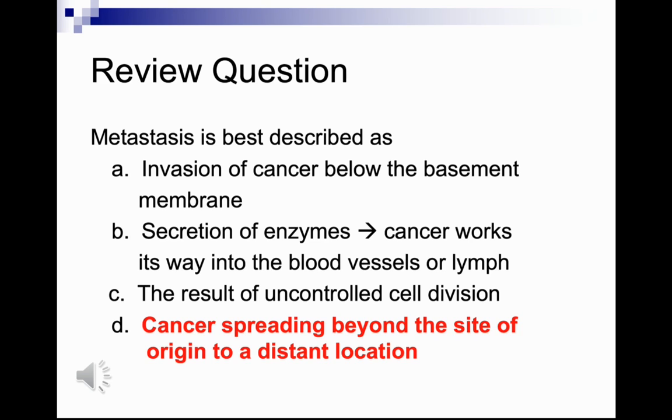Invasion below the basement membrane contributes to metastasis. Secretion of enzymes contributes to invasion and contributes to metastasis in that the blood vessels and lymphatics are invaded. Metastasis is often the result of uncontrolled cell division that makes the tumors large enough that they invade and then metastasize. But if you're going to talk about metastasis as a definition, metastasis means cancer spreading beyond the site of origin to a distant location.